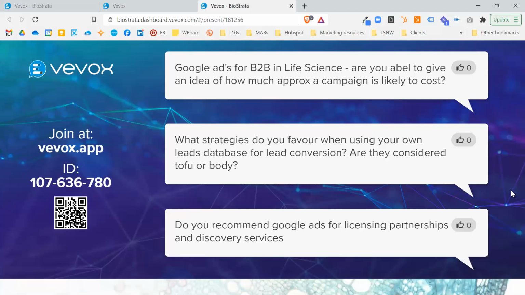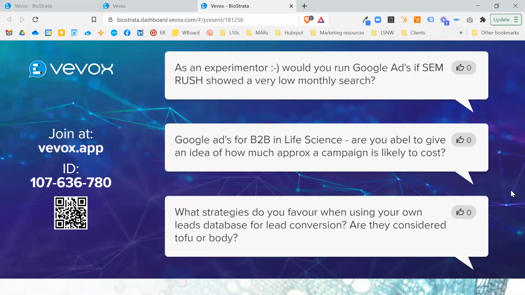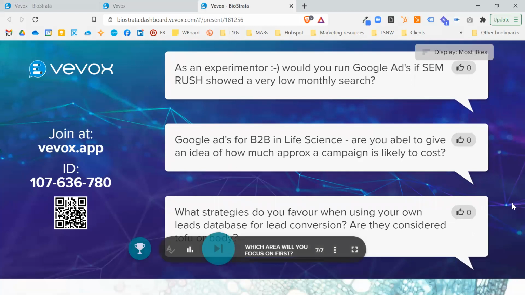I'm guessing that for licensing partnerships and discovery services, this is a high ticket item. We only probably need to convert one lead a year from Google Ads into a customer, and then we're going to make our money back on our ads. So we've got to have that investment mindset that sees us run it long enough to see what we can get.